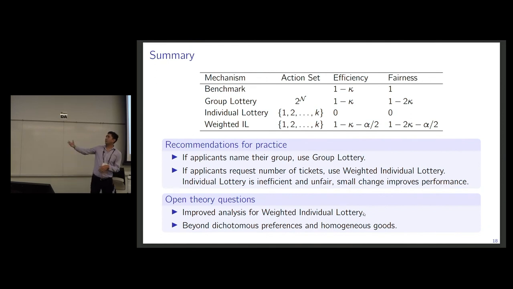So let me wrap up. What are our recommendations for practice? If you can, you should use the group lottery. Otherwise, if you cannot implement that interface, you should use the weighted individual lottery, which is much better than the mechanism that is most used in practice. I ran out of time, so that's all I have for today. Thanks.